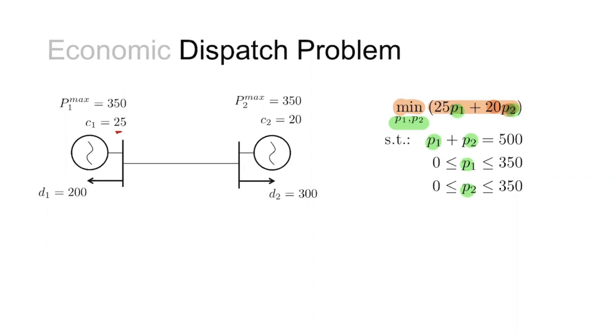Then you have constraints. These are the constraints that I have to impose on my problem. Let's start with the last two. The production of generator number 1 has to be between 0 and 350, so I cannot produce something negative. The production of generator number 2 also has this limitation. So these are two constraints. The other constraint is that the total production has to be equal to the total demand, in this case 300 plus 200, which is 500.